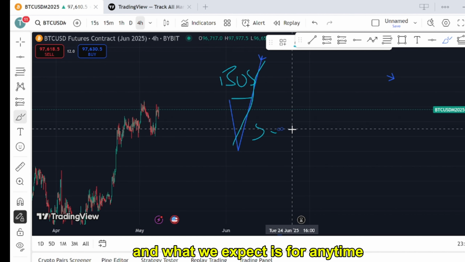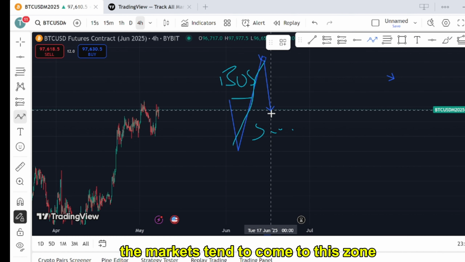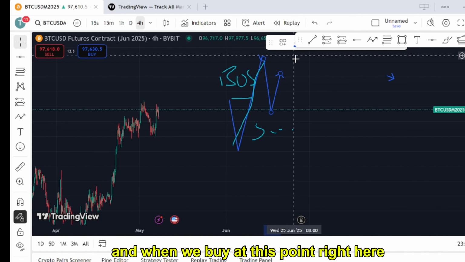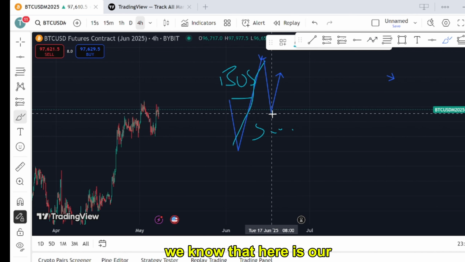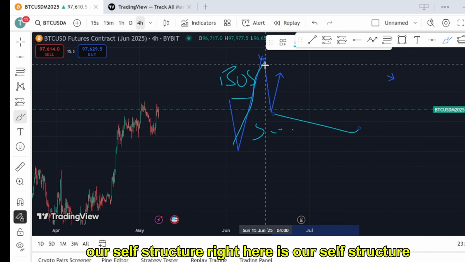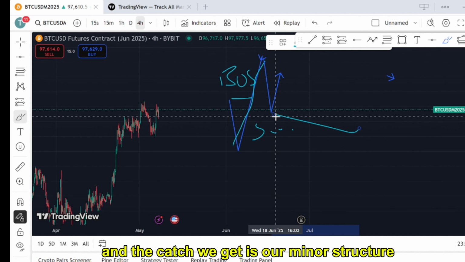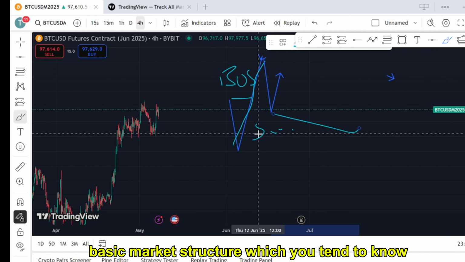And what we expect is that any time the market comes to this zone, we tend to buy. And when we buy at this point, we know that here is our substructure, and the catch we get is our minor structure. So all these are basic market structure which you tend to know.